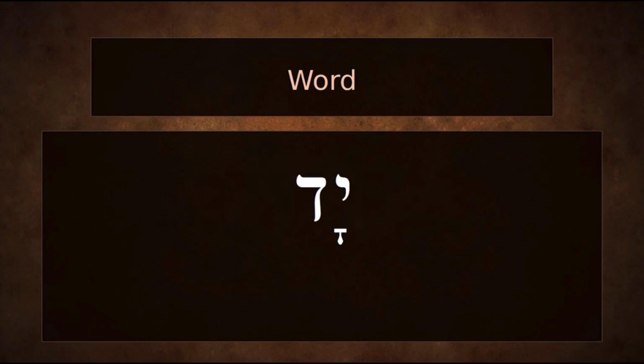Let's go ahead and read this word. We have a yod, a kamatz under the yod, and then a dalet at the end. To pronounce this, the yod makes the sound y, the kamatz makes a, and finally the dalet makes the sound d. Altogether, this is pronounced yad.